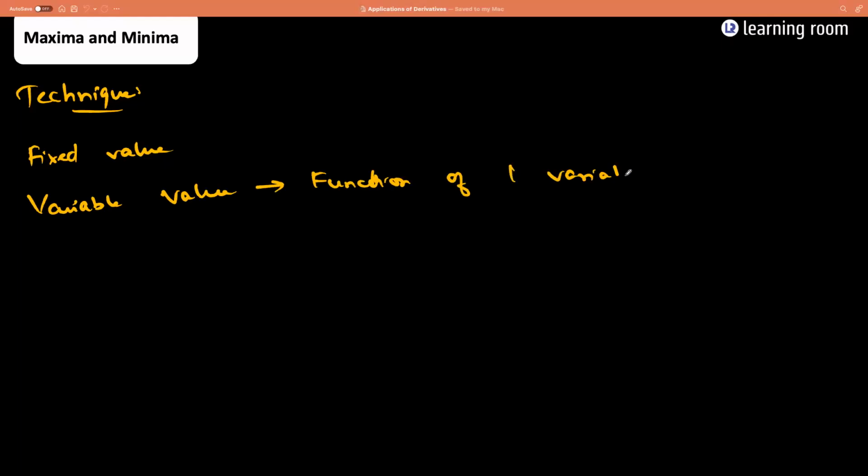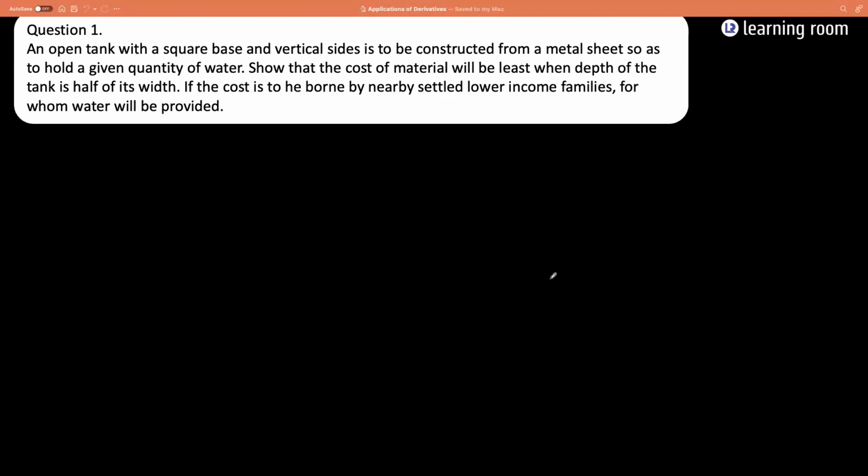There should be a fixed value, right? And there should be a variable value. And that variable value should be a function of one variable. When it is a function of one variable, then you can differentiate and equate it to 0, right? So having this concept in mind, tell me in this question, what is going to be the fixed value? Volume. Yes. The volume is fixed.